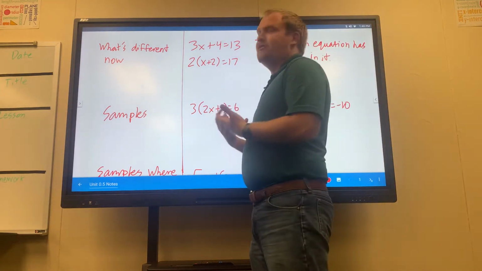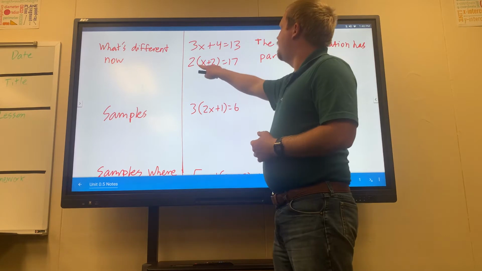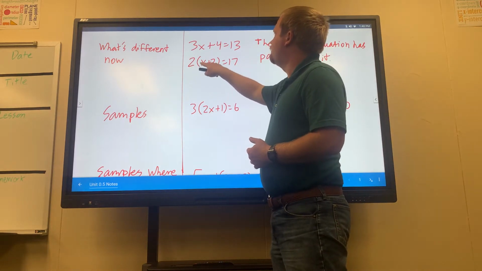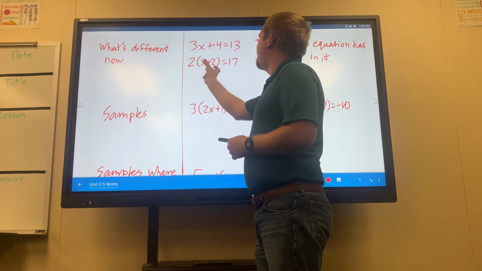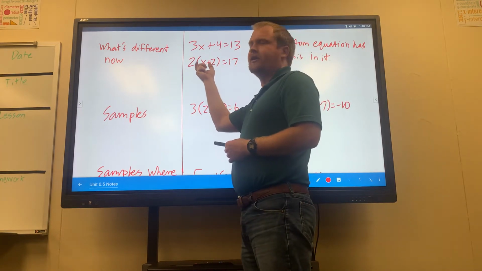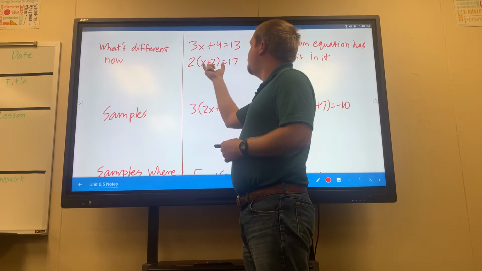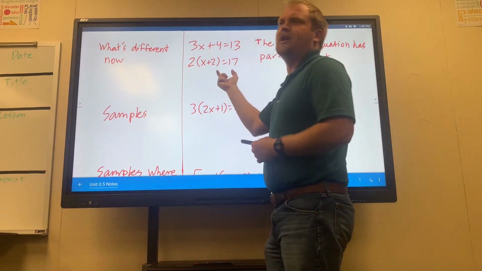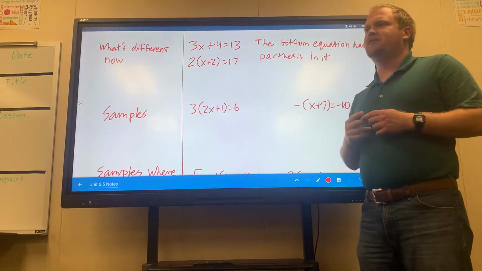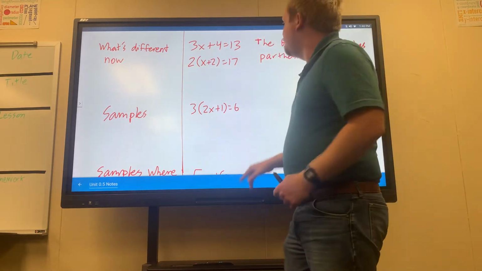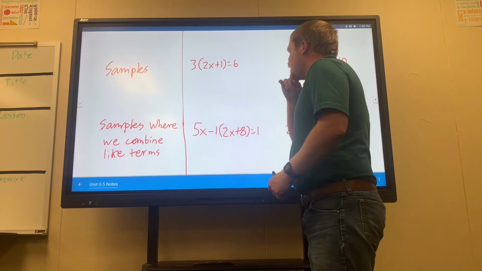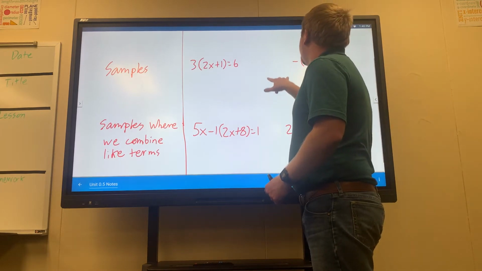Now, what does the parentheses tell us? Well, it tells us that this is 2 times x plus 2. So it's this 2 times this whole thing, okay? Not just part of it, but this whole thing is multiplying, okay? That's the biggest thing. Now, how we actually go about it is a little bit different. How we go about it is pretty simple, by the way.